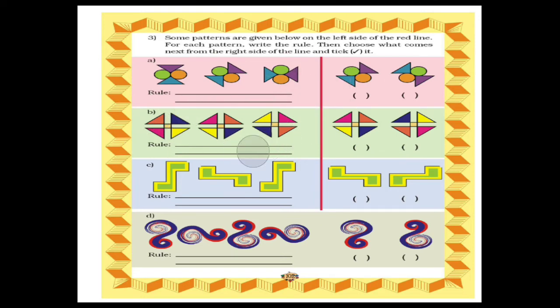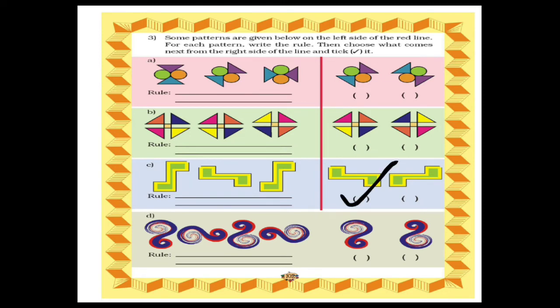So you will write the rule is turn by 90 degrees each time, and the correct option will be this one. So you will tick here. Now let's see question number C. You can see that one figure is like this, then this, then again like this. So what you can see, the rule is that it turns by 90 degrees each time, and in this we will tick here.